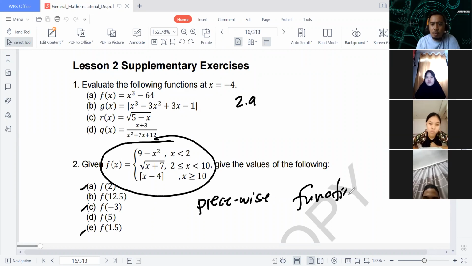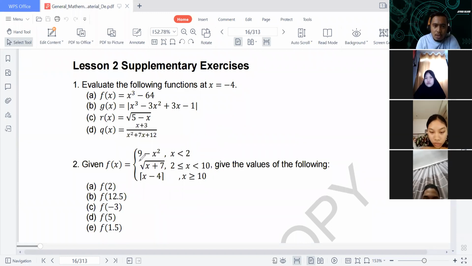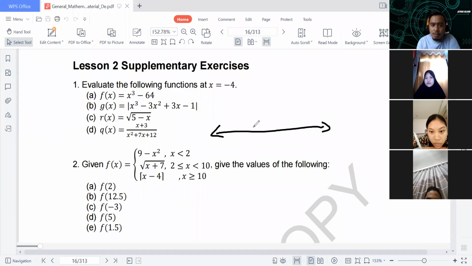If you say piecewise function, there are many possible answers depending on the restriction given. Okay? How to read this one? Your f of x is equal to this if the value of your x is less than 2. Something like this is the case. If this is 2, maybe I will change that to red.